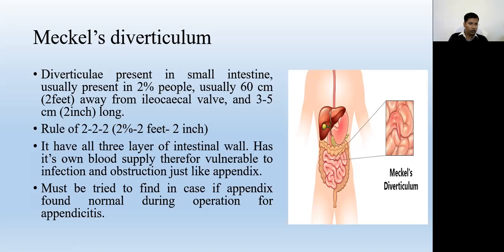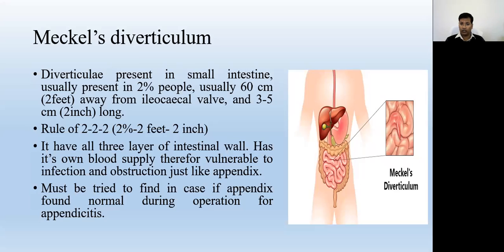There is the rule of 2-2-2 in reference to the diverticulum. The 2-2-2 means it is common in 2% of people, and it is present almost 2 feet away, that is 60 centimeters, from the ileocecal junction, and it is almost 2 inches long. So always remember the rule of 2-2-2. What does it mean? Common in 2% of people, 2 feet away from the ileocecal junction, and length 2 inches. It is a true diverticulum.